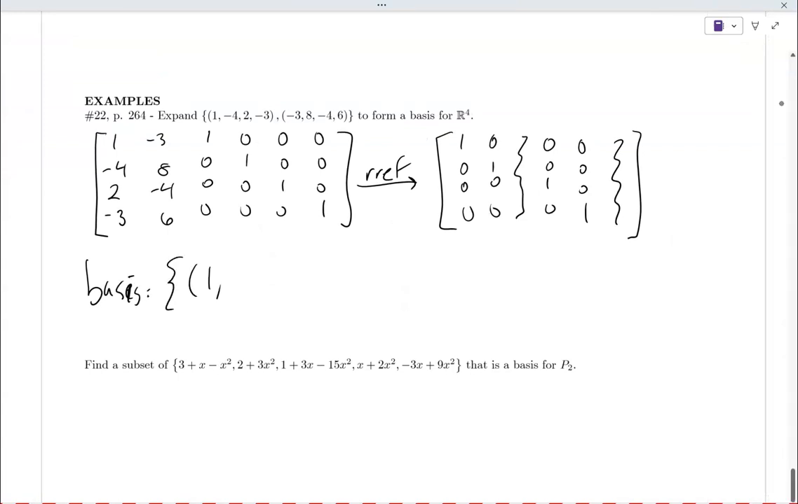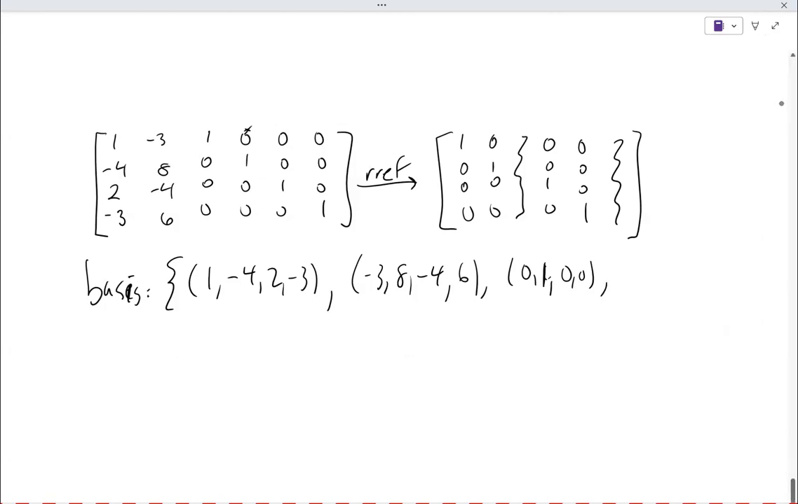will be your first column, your second column, the fourth column, which corresponds to 0, 1, 0, 0, right? This one here. We're going back to the original and picking out the corresponding columns. And then the last one will be 0, 0, 1, 0.